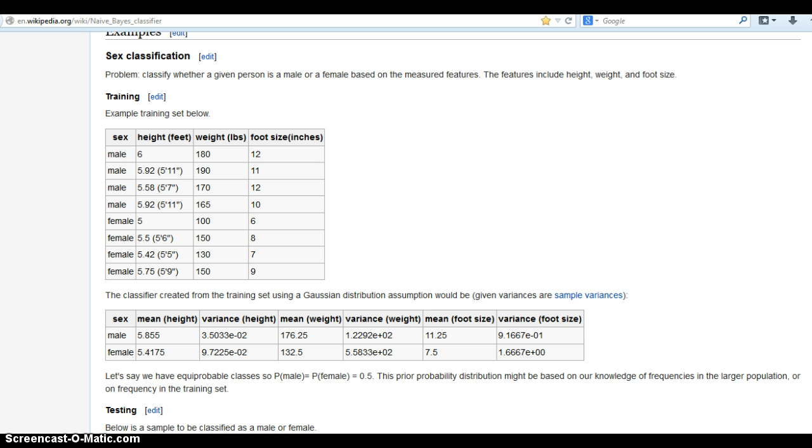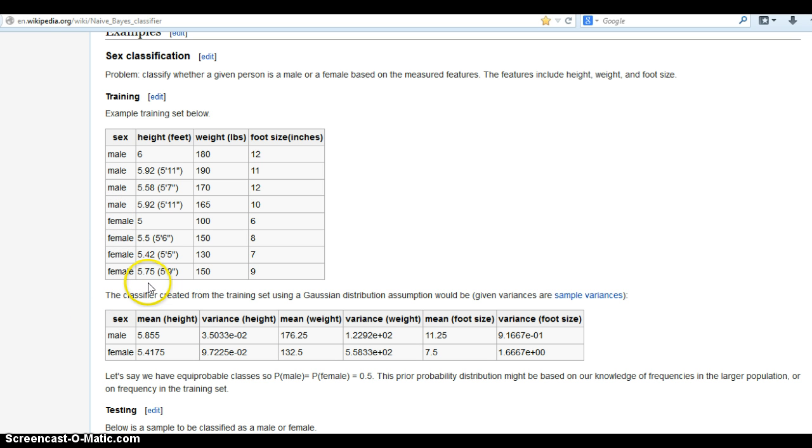So this is a sex classification example. There are two classes, male and female. We want to determine, for a test subject, whether they are male or female based off of three features. The three features are height, weight, and foot size in inches. This is the training set, and we have 4 occurrences of male and 4 occurrences of female.